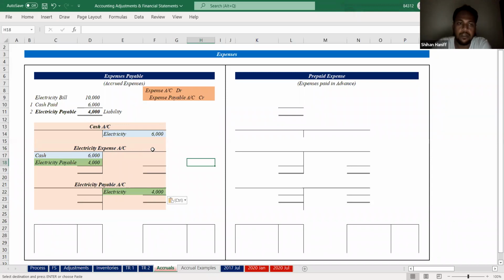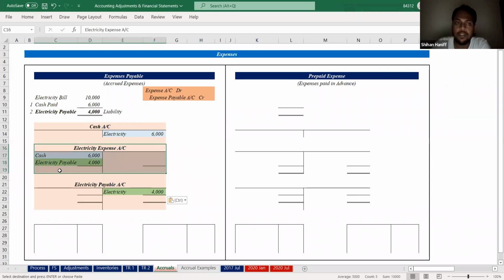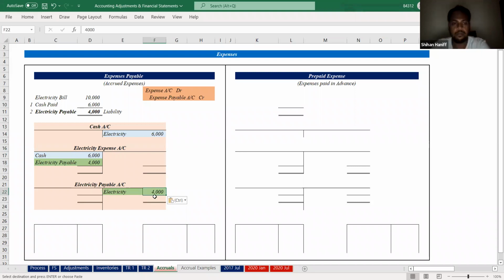Now you can see total expense for the month, for the year or month is 10,000. Total expense is 10,000. And in your balance sheet, there is 4,000 payable. Okay. So if you draw the income statement and SOFP, first you balance this. Expense account difference will be transferred to income statement. Payable, you have to take the closing balance.